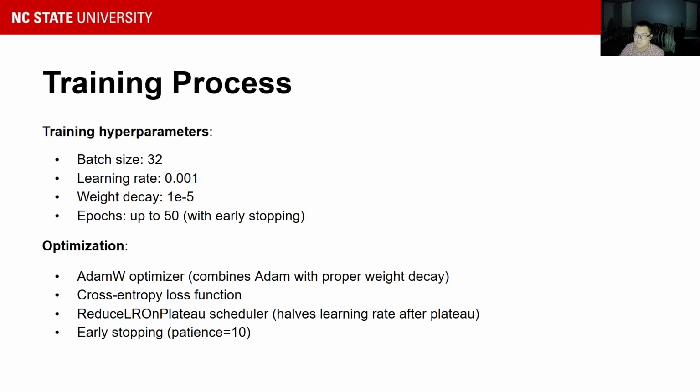Moving on. We trained the model with 50 epochs with early stopping. Batch size is 32, learning rate is 0.001, and the weight decay is 10 to the power of -5. We use cross-entropy loss and AdamW optimizer with weight decay. In addition, we have a reduce learning rate on plateau scheduler to try to minimize accuracy degradation after plateau.